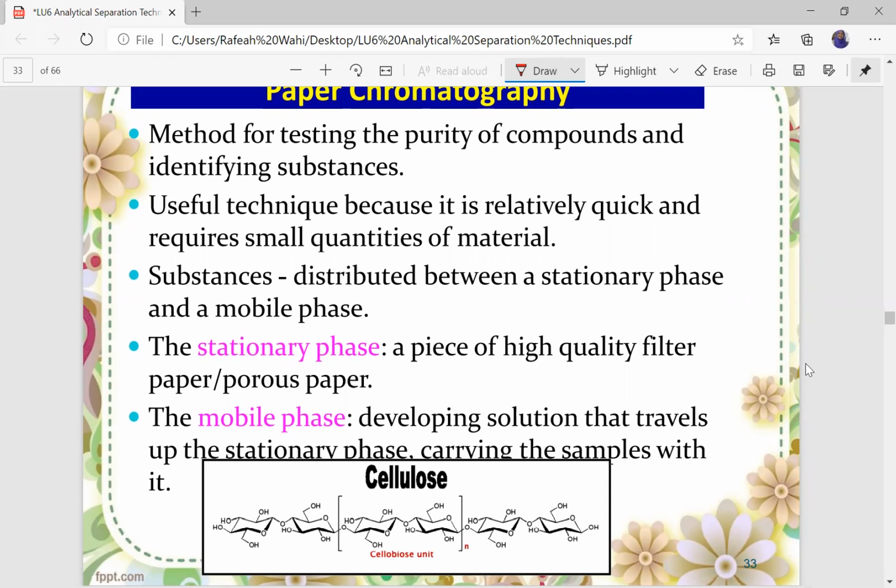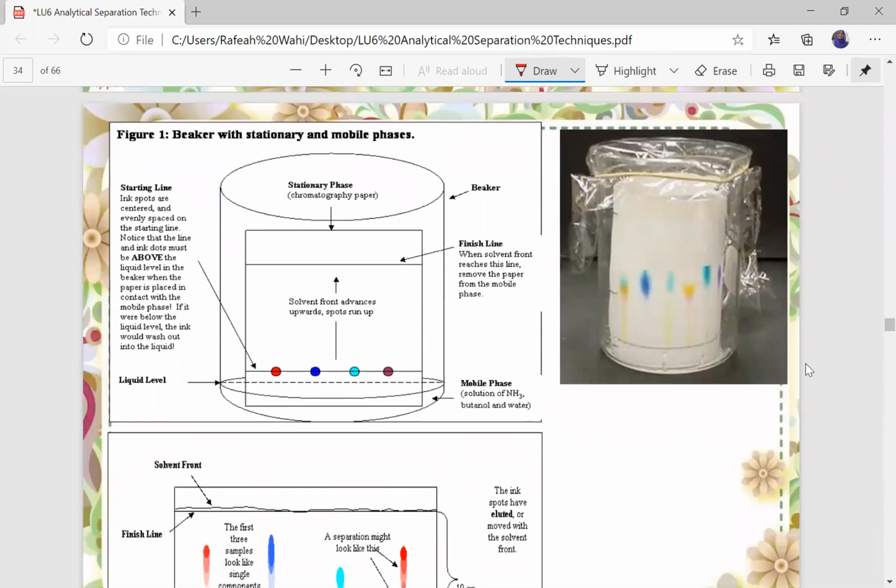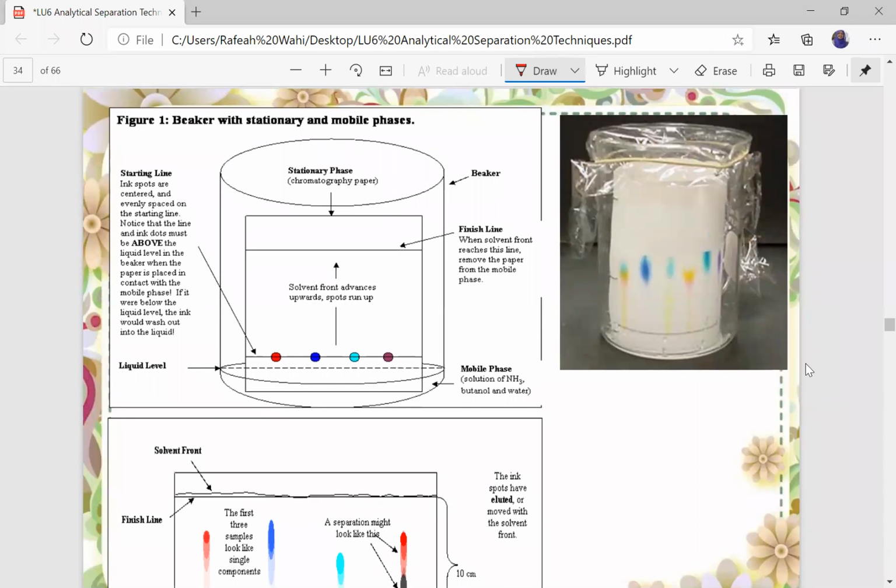As the stationary phase, and the mobile phase is the developing solution that travels up the stationary phase, carrying the samples with it. Let's see why we say it's traveling up the stationary phase. Let's look at the schematic diagram on your left hand side and the real figure on the right hand side. So this is an example of a paper chromatography.